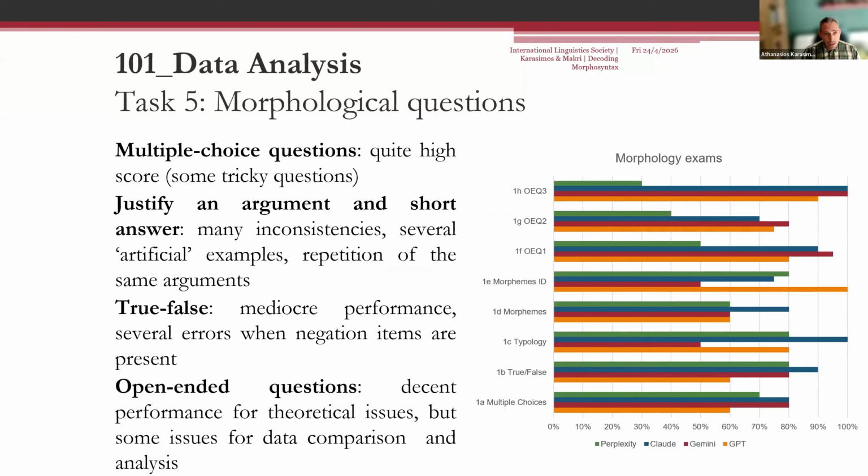And finally, in our tasks, we tried to give one of the exam papers that we use with our students. The system performed quite highly on the multiple-choice questions. To justify an argument in a short answer, it included many inconsistencies and several artificial examples that didn't make sense. In the true-false group, it had a mediocre performance with several errors because the negation items were present and made a huge difference in performance. And in open-ended questions, it had a decent performance for theoretical issues, but some issues for data comparison and analysis were included.